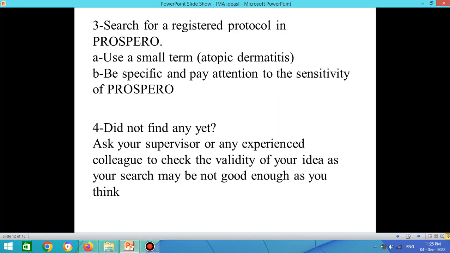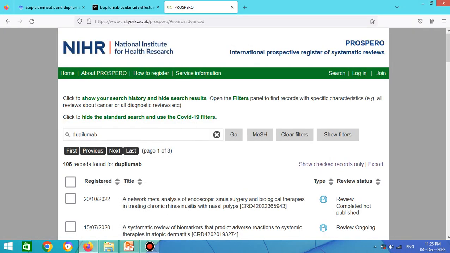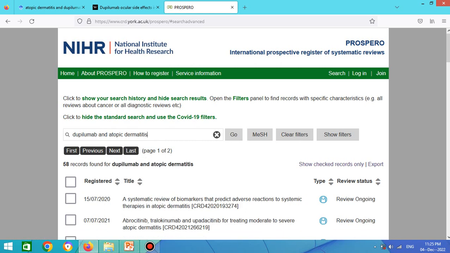Be specific and pay attention to sensitivity in PROSPERO. Don't add several keywords in the search term. This is a machine. You have to write it correctly. Dupilumab. If you added dupilumab and atopic dermatitis, click OK. You have 58 records. However, as in the previous examples, some researchers may study the effect of the larger group of dupilumab, which is interleukin 4 inhibitors, and atopic dermatitis. So if you screen all the 58 records alone, there may be a registered protocol for the larger group of treatment.